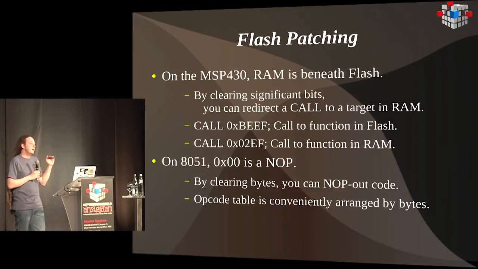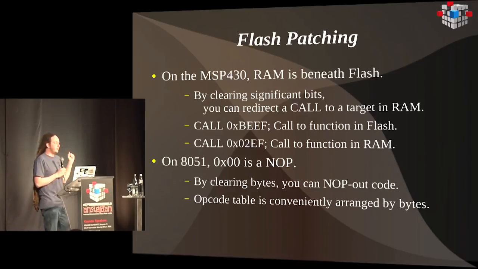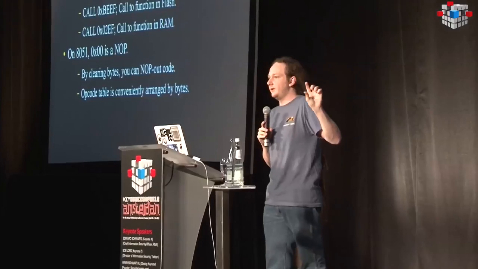On the MSP430, RAM is beneath flash. So you can clear significant bits of an immediate address to change the destination of a call instruction to move it from flash memory to RAM. For example, if you've got a call to BEEF, you can move that to a call to 02EF by clearing bits in the upper word. And 02EF is within RAM. So this allows you to move a function pointer to point into a buffer that you control. And then if you do this on an obscure command, you can just move the handler for a command you would otherwise never need to be in RAM that you control, and give yourself a backdoor into the application.